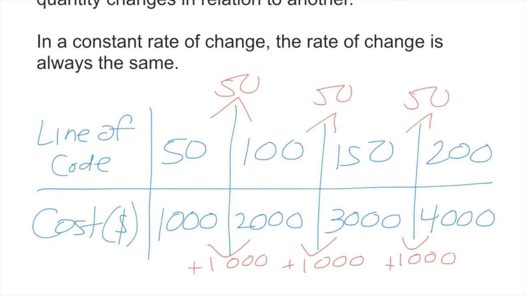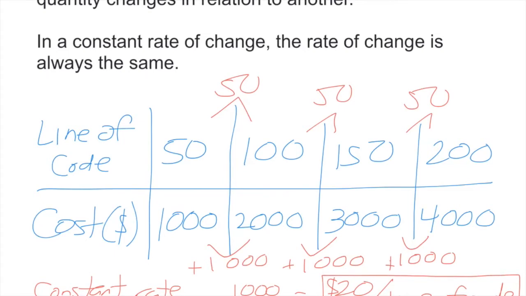So my constant rate of change works out to be $1,000 for every 50 lines of code. Well, that reduces down to 20, so it's $20 per line of code. And that is my constant rate of change. So for every line of code, it's $20.